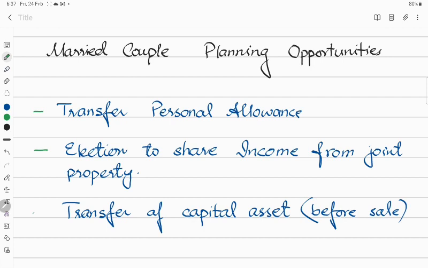And the third and important point is the transfer of capital assets. If a partner thinks that he already has income that will be taxed at the higher rate or additional rate, and if he sold some capital assets, the capital gain will be taxed at the higher rate. Then he can transfer his capital asset to his spouse in order to reduce his tax liability as a couple, if the spouse has lower income, or his or her income lies in the basic rate band.